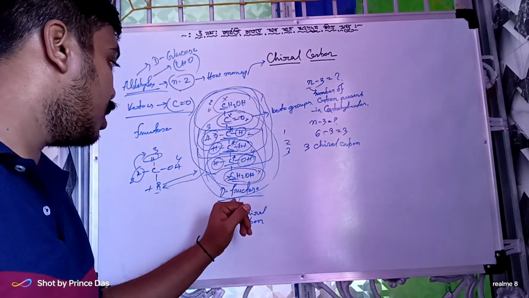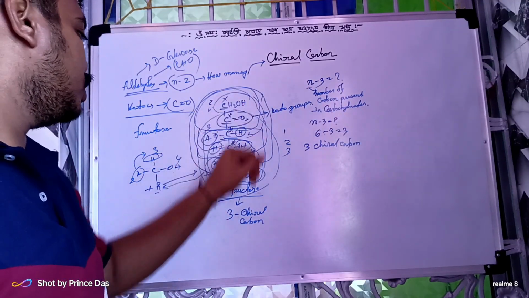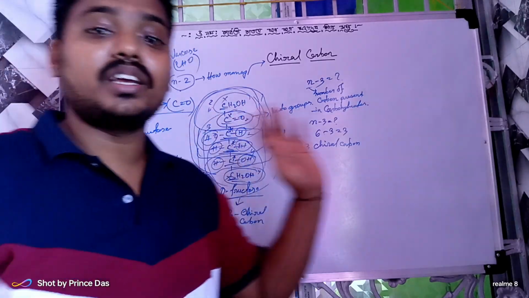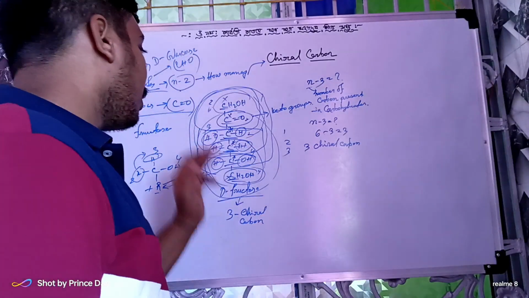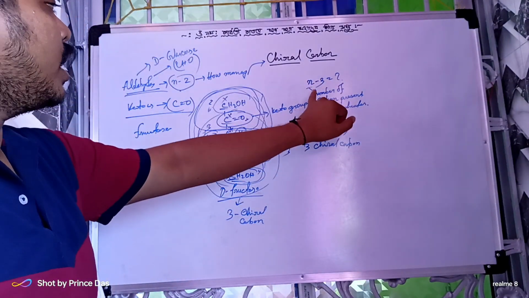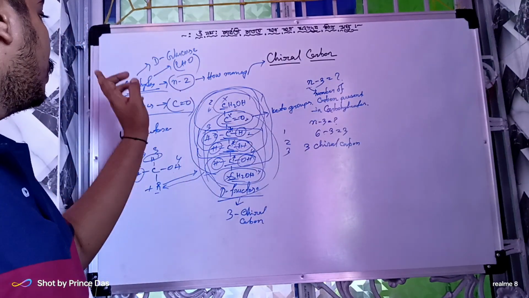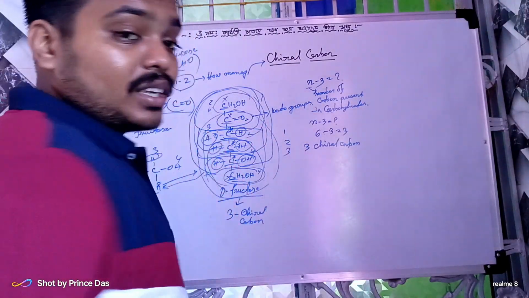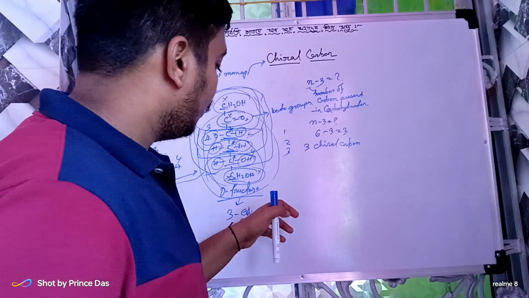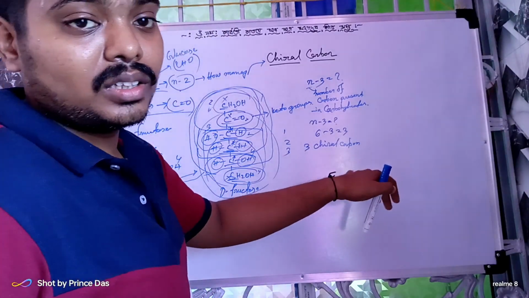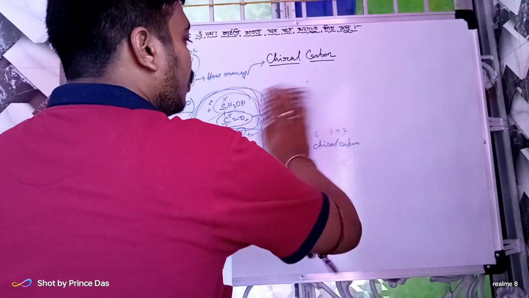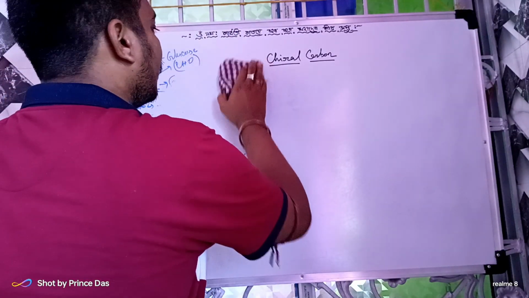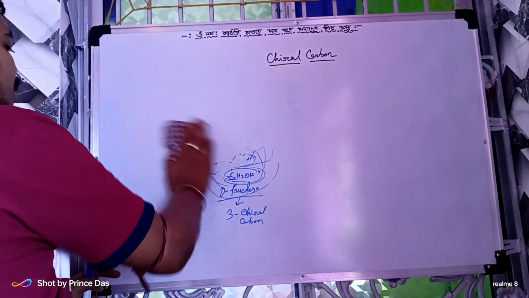No need to draw the Fischer form and count again 1, 2, 3, 4 like that. It will consume a huge amount of time. For that reason, we have a simple formula: N minus 3 for keto and N minus 2 for aldehyde. Got it? So now we will discuss the Fischer form and the cyclic form. Now I will discuss how it looks.